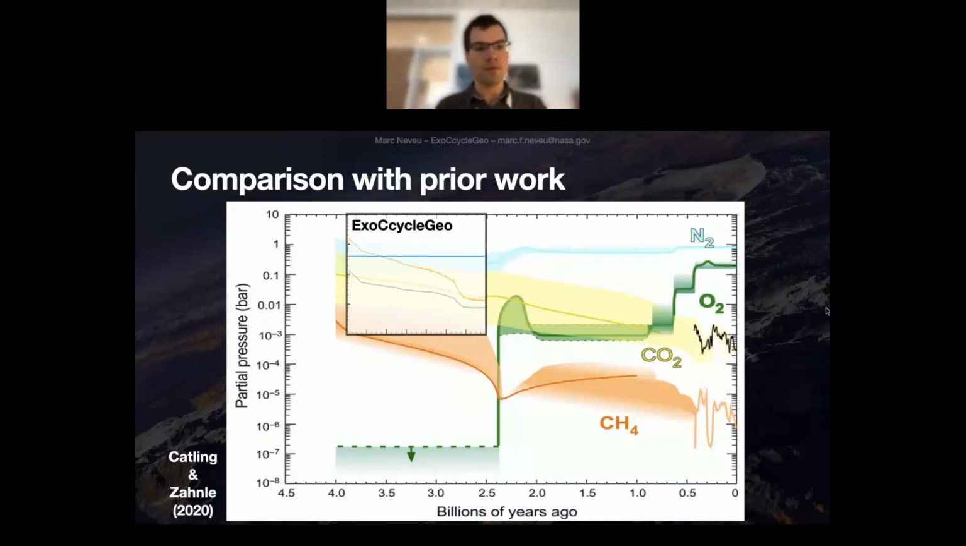The background plot is from a review by Dave Catling and Kevin Zahnle in 2020, and then the ExoC output is shown as the inset. The N2 partial pressure is held constant, but the CO2 somewhat meshes with what they had. The gray curve is water vapor, which is not plotted in the background. And again, the output doesn't have methane because photochemistry is not taken into account.